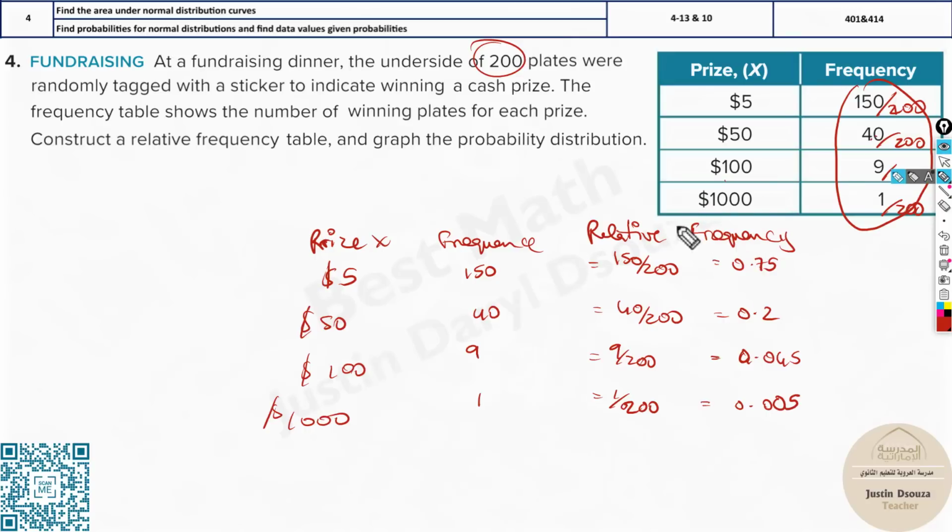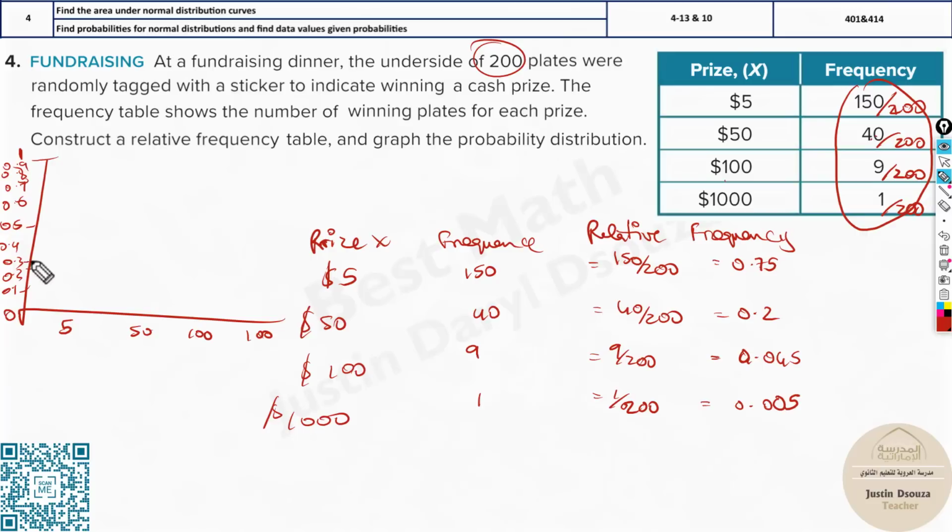But now what next? You need to graph the probability distribution. The x-axis is $5, 50, 100, 1000. Here you cannot go more than 1. See, 1 is the maximum, 0 is over here. This is like 0.5, 0.6, 0.7, 0.8, 0.9. Same way you can write the other values here. It's not accurate here, but you need to do it accurately with even spacings.